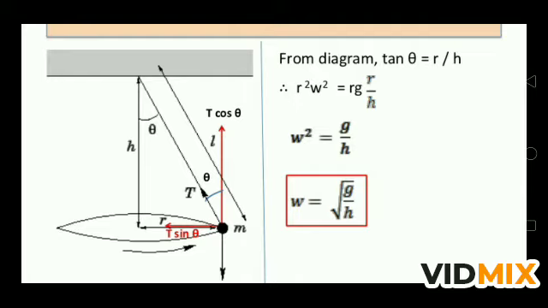So in place of tan theta you put r by h, so you will get r square omega square is equal to rg r upon h, or omega square is equal to g by h, or omega is equal to under root g by h. This is the value of angular velocity in terms of acceleration due to gravity and height of the pendulum, that is omega is equal to under root g by h.